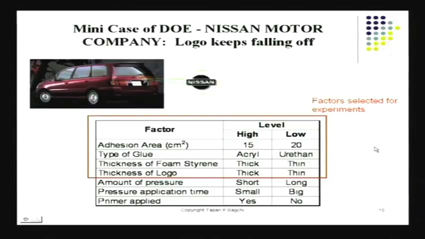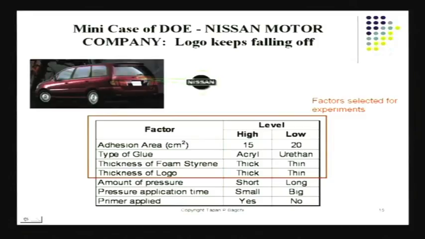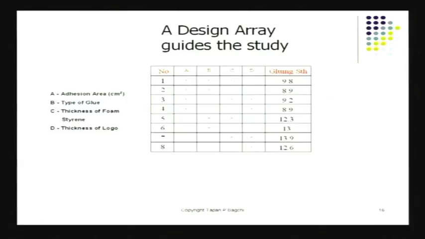So if you now look at the experiments that were run, experts suggested that instead of trying all 7 factors, we should focus perhaps on the first 4, and they seem to be the ones that could be the culprit, that could really fix the problem. So for that, the first 4 factors were chosen: addition area, glue type, thickness of the foam, and thickness of the logo. Having done this, these settings were taken out and put into a matrix. And notice the matrix there. This is the matrix.